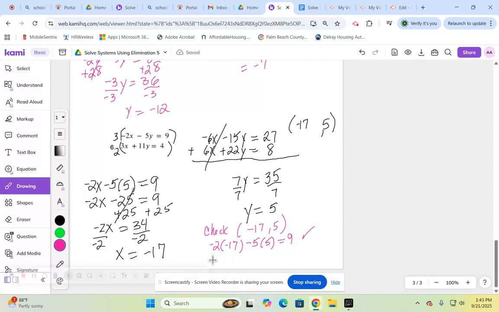Okay, let's check the second equation. 3 times negative 17 plus 11 times 5. Does that equal 4? Well, 3 times negative 17 is negative 51. Plus 55, well, 55 plus negative 51 is 4, so it does check. So our answer is correct, negative 17, comma 5. And this concludes this practice on solving systems using elimination.